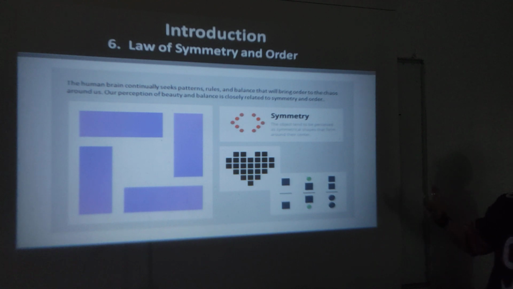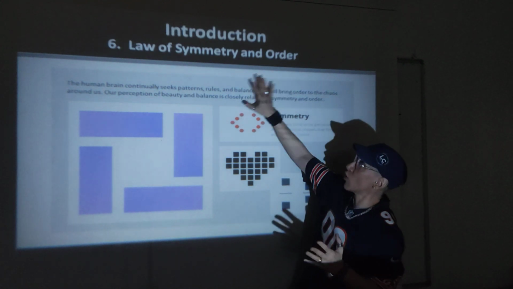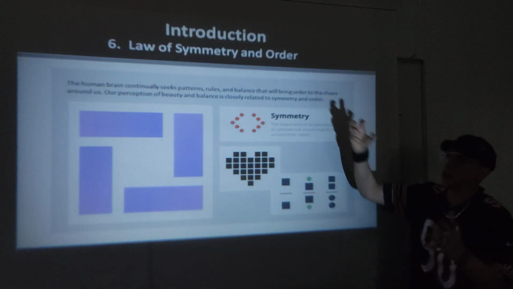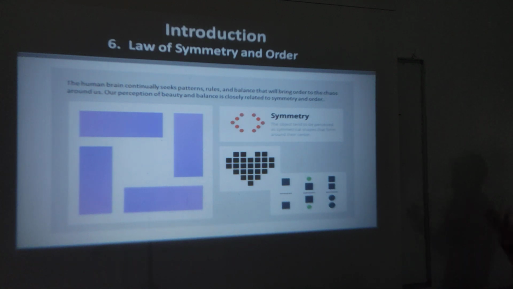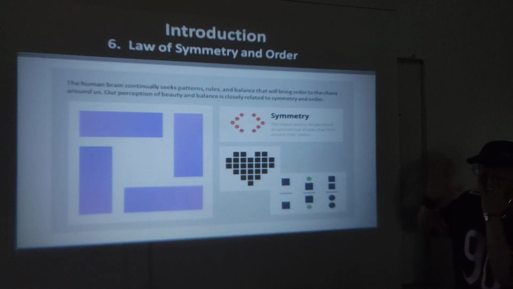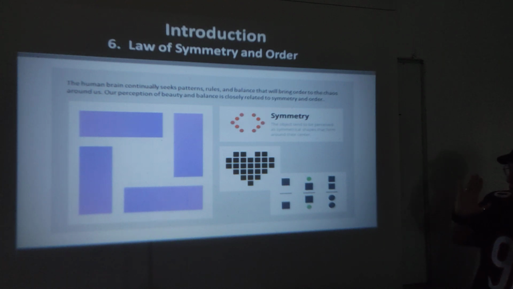So, the symmetry and order, we always try to look for some order, some symmetry in what we look around us. Also when we design, we seek order, some kind of an order. And this is very important here for the human mind.